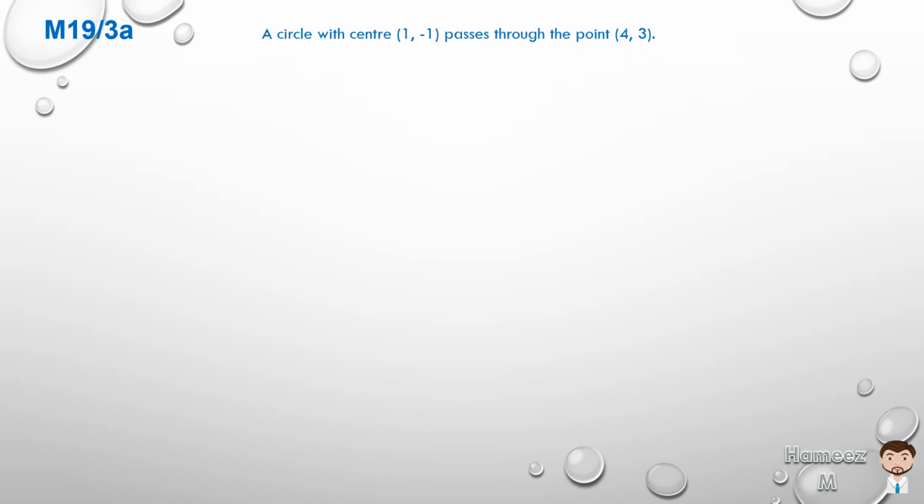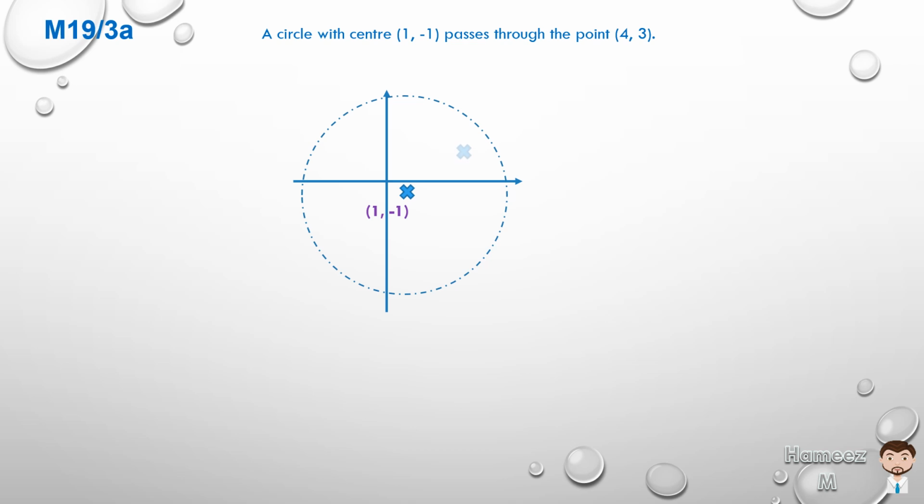May 2019, number 3A. A circle with center (1, -1) passes through the point (4, 3). So let's bring up a little sketch showing the axes and the center (1, -1). And let's put a dotted line to show the circle and the point (4, 3) on the circumference. Part 1. Calculate the radius of the circle.